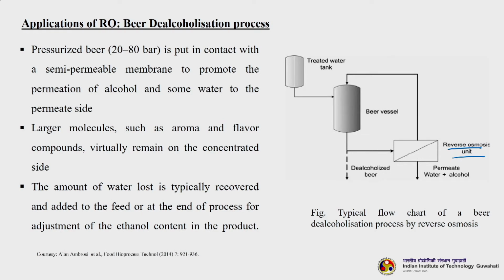So, pressurized beer at 20 to 80 bar is put in contact with a semi permeable membrane. Okay, here this is a RO unit, right, to promote the permeation of alcohol and some water to the permeate side.